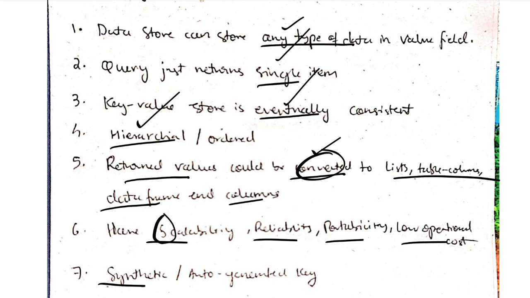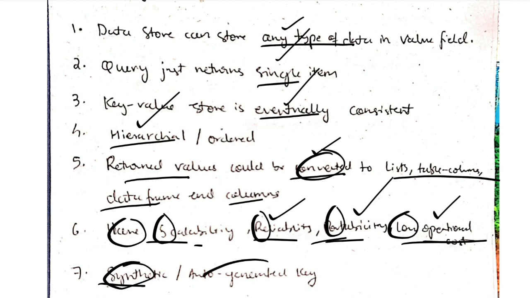And this is the scalability, S. Then robbery, property, liability, reliability, portability, and low operational cost. It has these following features. Also, it can be a synthetic or auto-generated key. Okay, that was about the advantages.